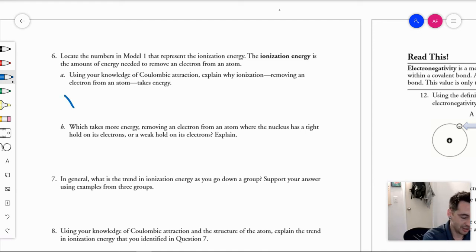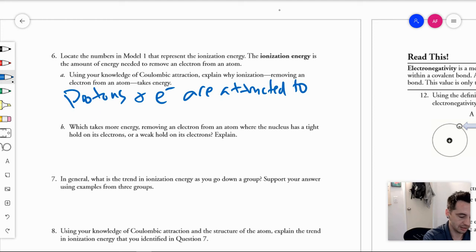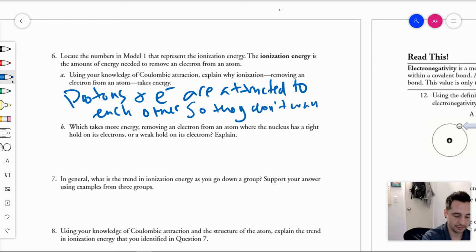Well, protons and electrons are attracted to each other. And they want to be close. They don't want to be separated. So protons and electrons are attracted to each other. They don't want to be separated.